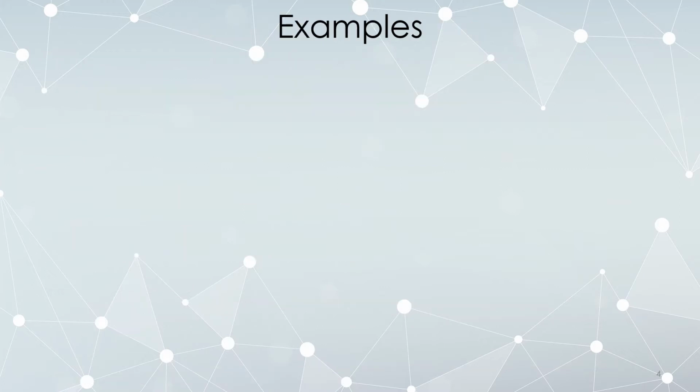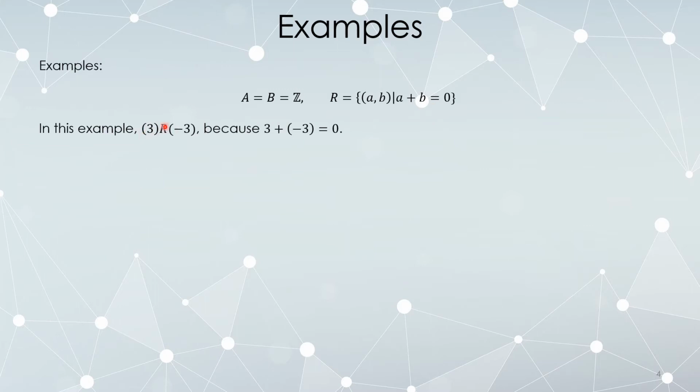So let's look at some examples of relations. So suppose A and B are both the integers. I'm going to define a relation R to be an ordered pair of one integer comma another integer belongs to this relation exactly when their sum is 0. So 3 is related to negative 3 because they sum to 0. But 2 is not related to 5 because 2 plus 5 is not 0. So all we have is a collection of ordered pairs of something that adds to 0 with the other one.